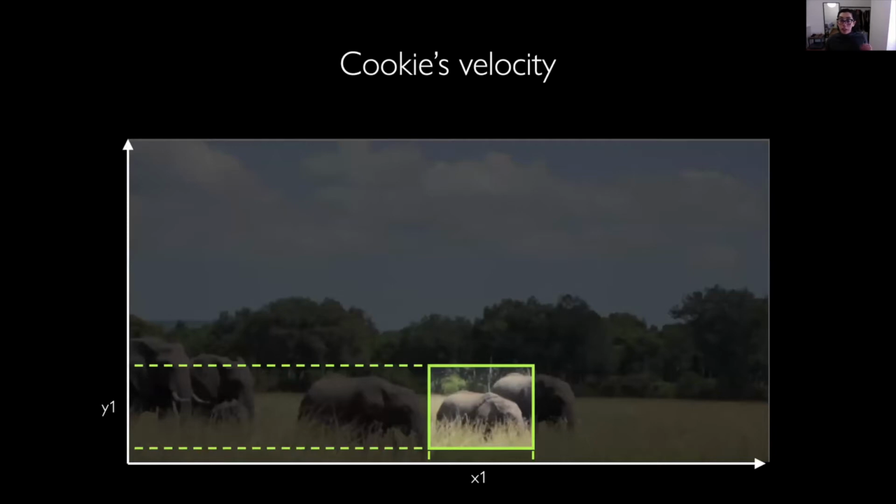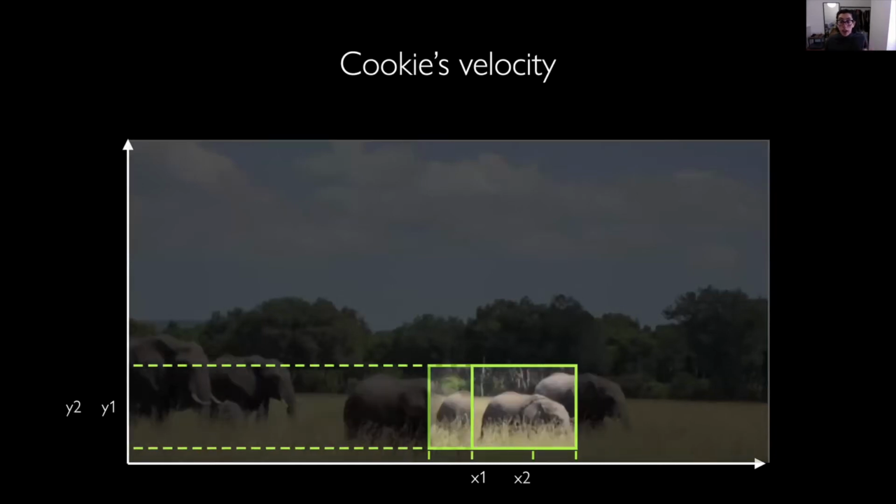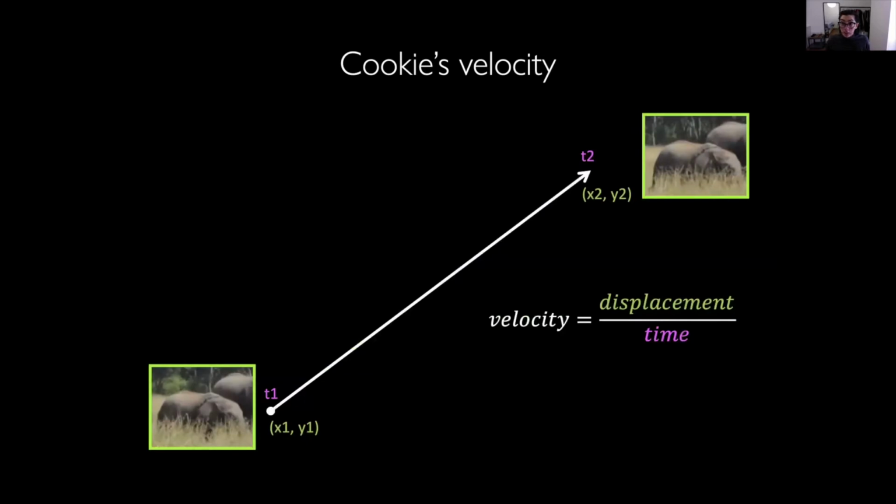Once I know the position of Cookie at frame 1 and the position at frame 2, what I can do is calculate the instantaneous velocity by dividing the displacement between the 2 locations by the time that spans between the 2 subsequent frames.